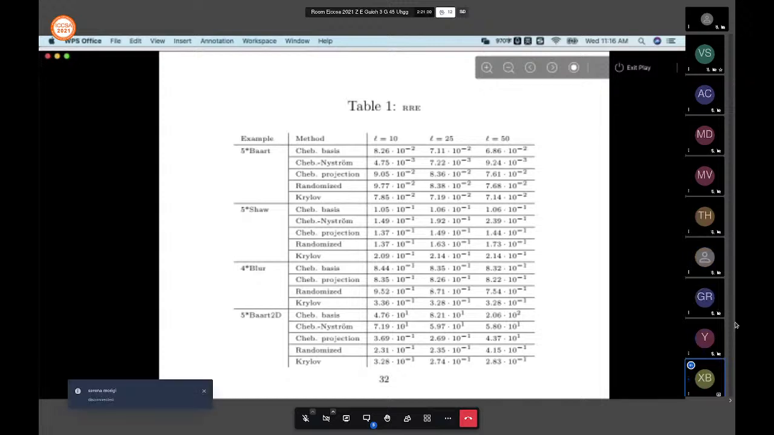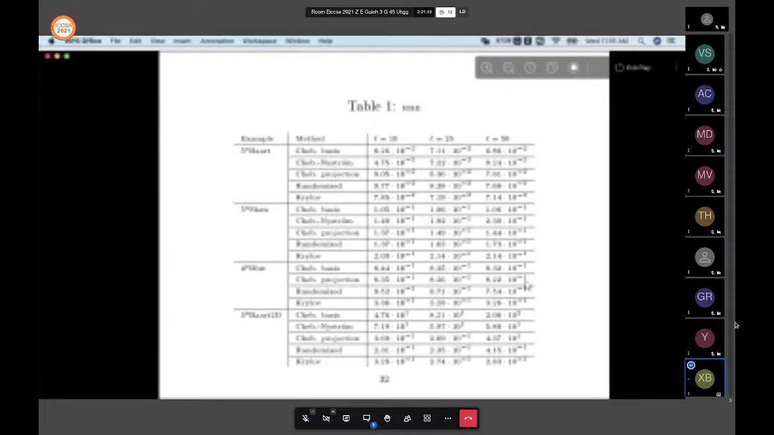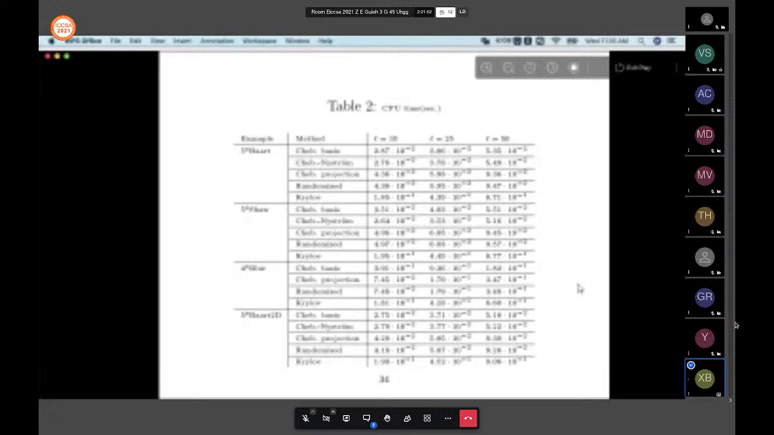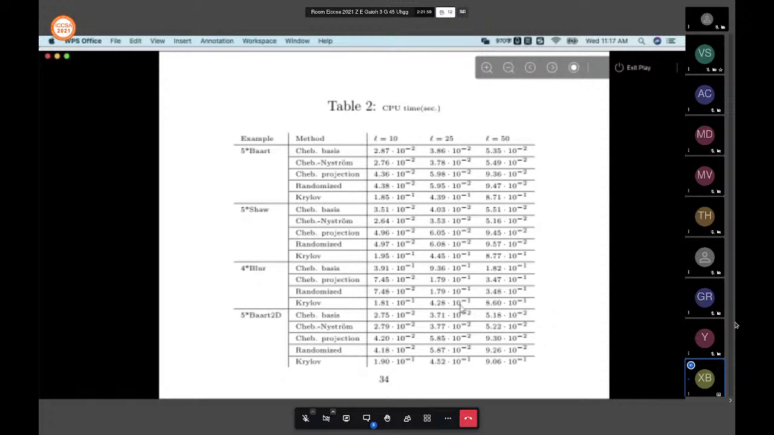So as we can see, when the size of the subspace L increases, the accuracy of the random method increases. But for the Chebyshev methods, it didn't really increase a lot. Basically, it stays almost the same. And then the timing. The Chebyshev methods have an advantage on timing, though the accuracy is a little bit lower on the Blur problem, but the timing is still very competitive.